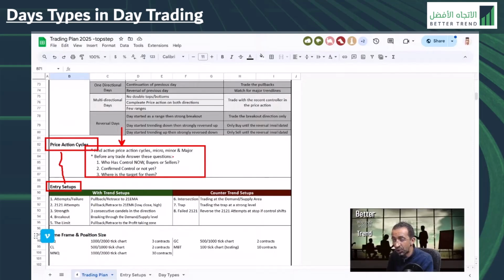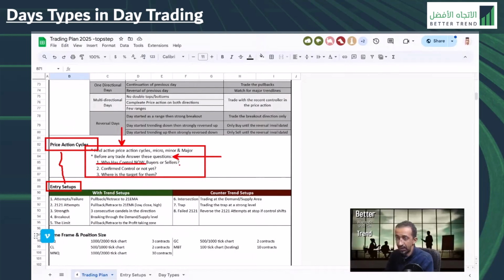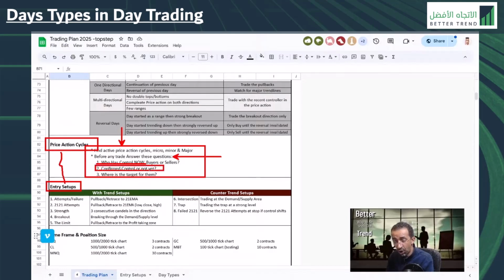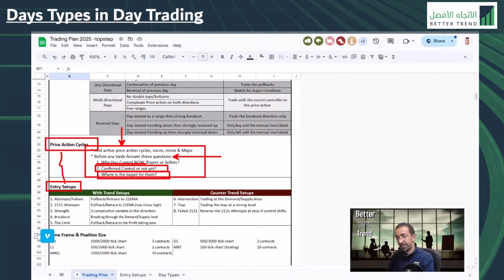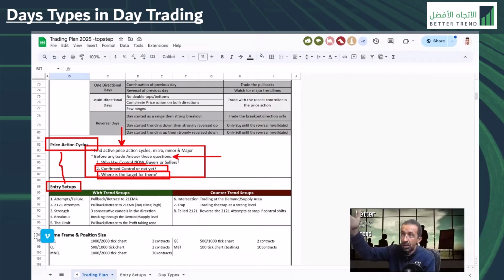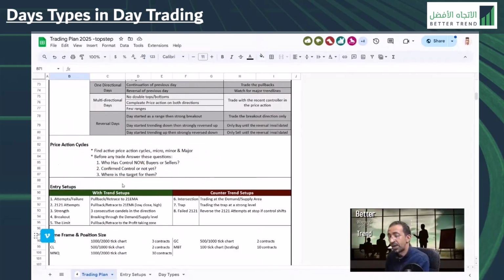Before you trade, answer this question. Who has control now? Buyers, sellers, or nobody? They are fighting, still not clear. And then, did they confirm the control or not yet? And where is the target for the controller of the market? So you say buyers have control. Okay, where are they going? Because if you have control, you have some place to go. You have to define that target.